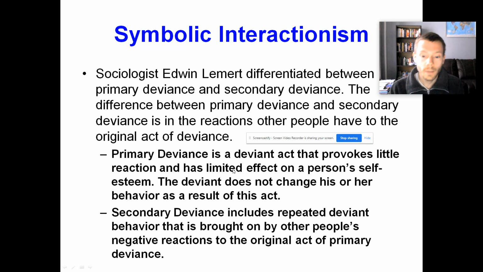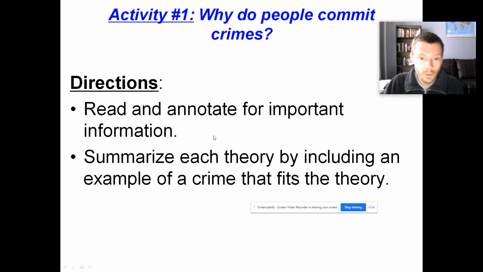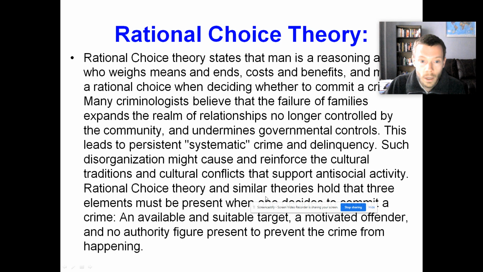When we think about secondary deviant behavior, in many forms it's a form of rebellion. A person is made to feel bad for engaging in that behavior, so they continue to engage in it. When you look at the three major theories, in a brief summary, I want you to annotate it for important information. If you can, try to think of examples of basic crimes, both misdemeanors and felonies, that would fit into these characterizations. This is the reading that you'll see for rational choice.